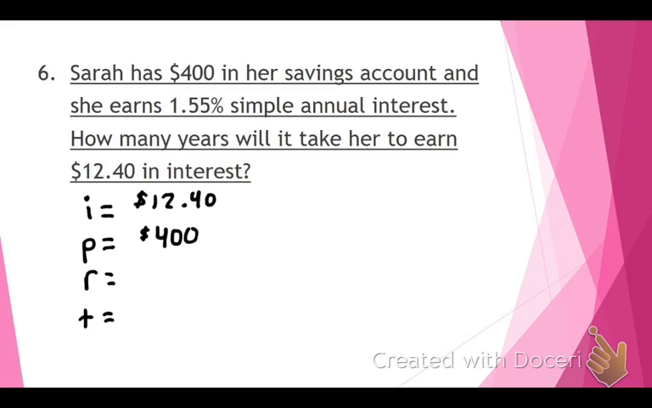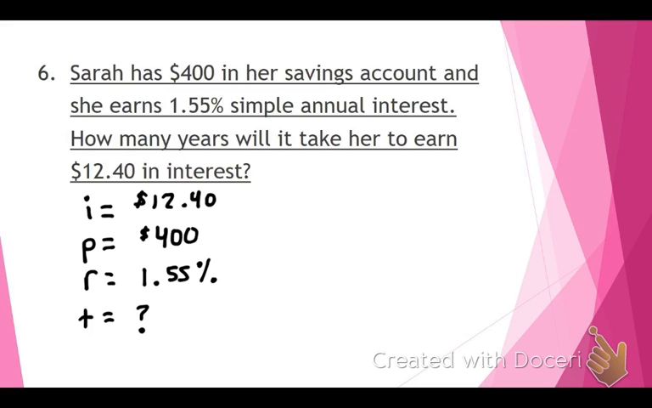Jakari, do I know the percent or the rate? What is it? Okay, 1.55%. Remember, your rate will always be a percentage. And Kayla, do I know the time yet? Not yet. That's my unknown. That's what I'm trying to figure out. So now, once again, we're going to start with the formula.